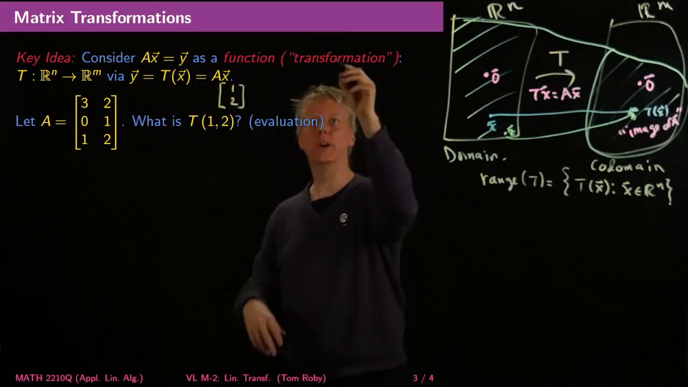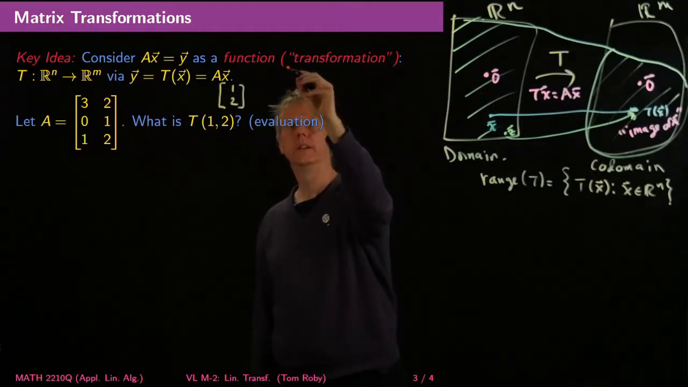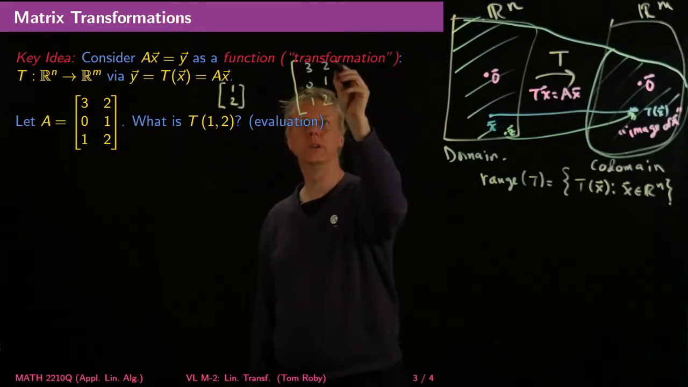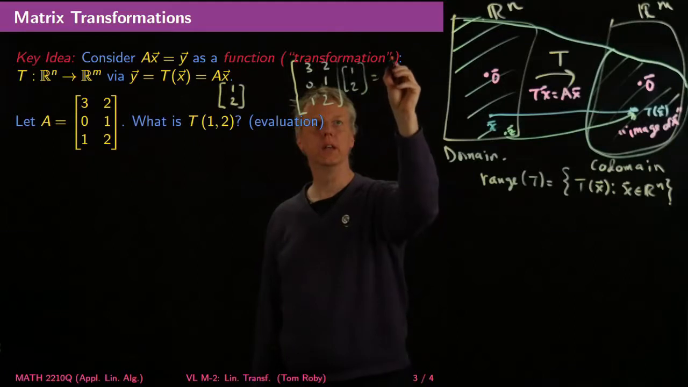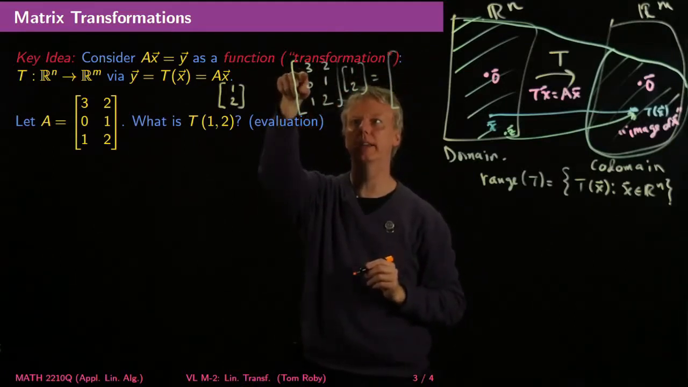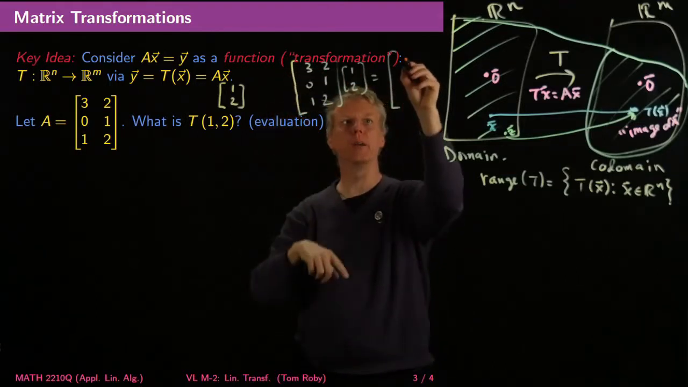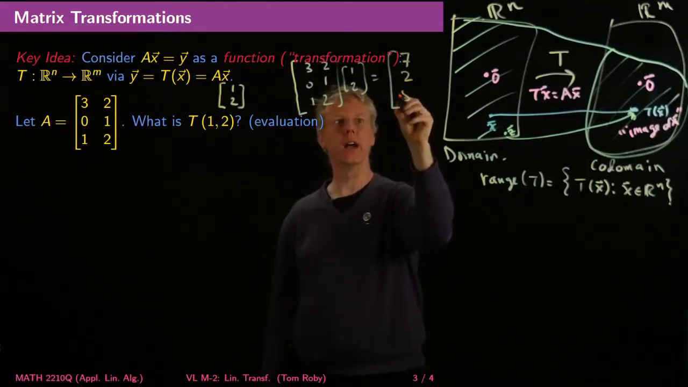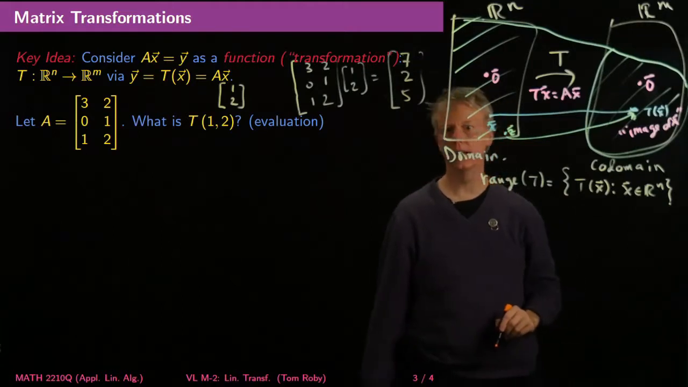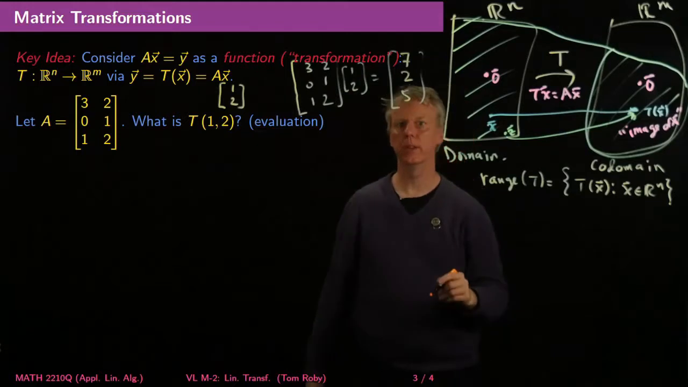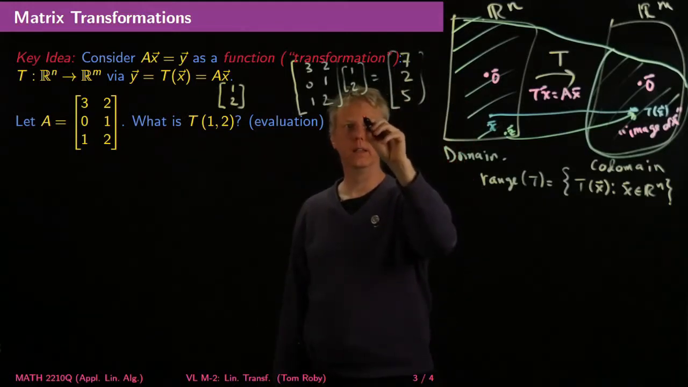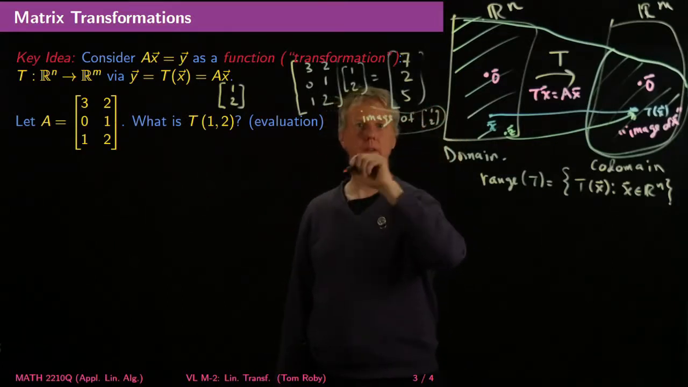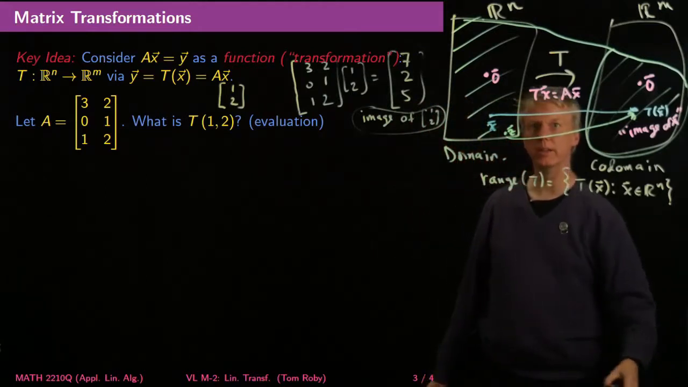Well, this is just a computation. All I have to do is say T of (1, 2) is, I take the matrix [3 2; 0 1; 1 2] and multiply it times (1, 2), and I'm going to get a 3-vector, which is the linear combination that I get by adding one of these and two of these. So I'll get 3 plus 2 times 2, which is 3 plus 4, is 7. I'll get 0 plus 2 is 2, and I'll get 1 plus 4 is 5. So if I did this right, I got (7, 2, 5) as the image of (1, 2). Right, that's this vector here. Okay, so now what else am I going to do? That's just an evaluation.